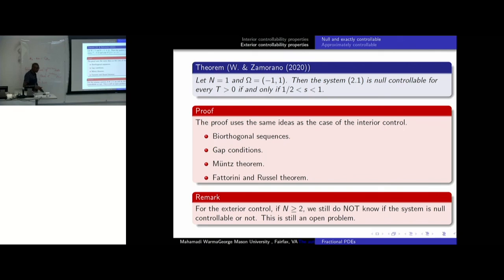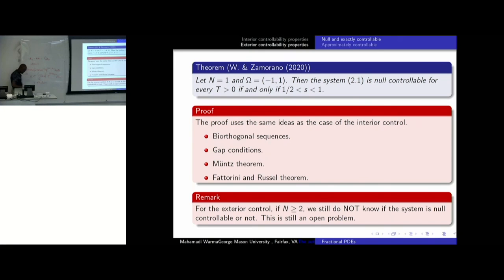For the exterior control, we do not have any result like we have for the interior when omega is a neighborhood of the boundary. But the first difference in the proof: the bi-orthogonal sequence is done the same, the gap condition is the same, but for Müntz's condition, remember that here we have the normal derivative. Then we have to prove that we can bound the L2 norm of the non-local normal derivative of the eigenfunction on our control region with a constant that does not depend on n. We have to find a lower bound on our control region.